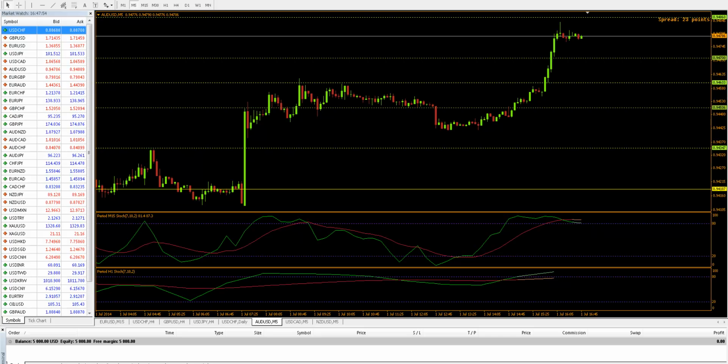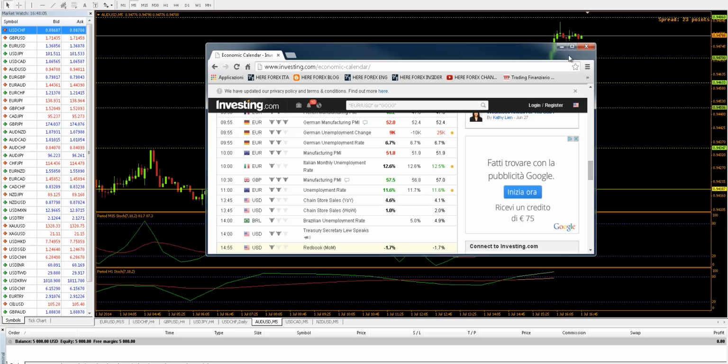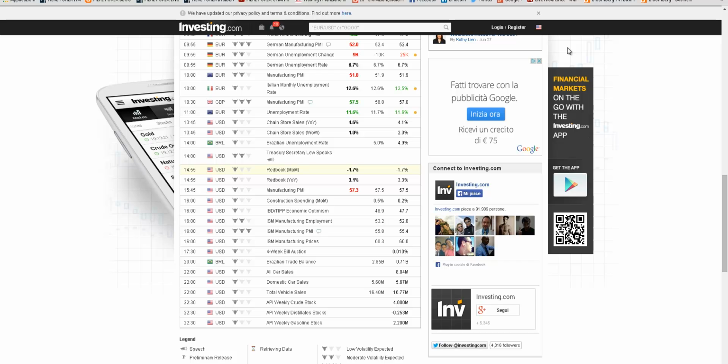The previous number was okay. Let's take a look at the economic calendar. So this is Italian time, okay, GMT +1. So it is 15:00 GMT when the data is going to come out. The previous number was 55.4. The forecast is 55.8, so it's not a lot.